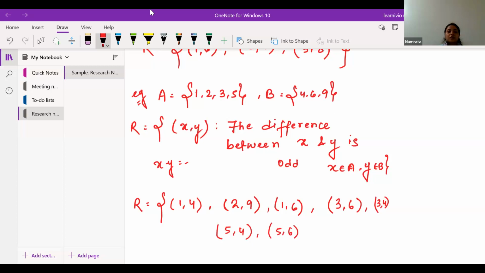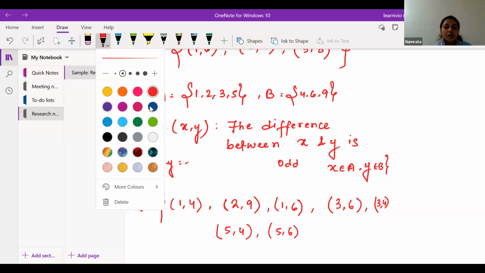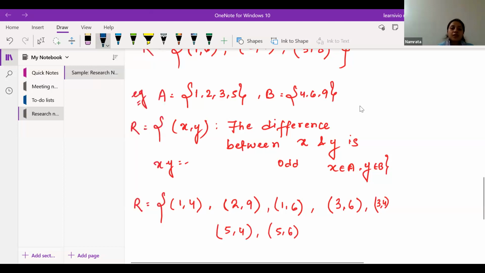Let's check. Are we on the right track? Mostly we have listed it down. Let's cross check. So 1 with 4. Yes, that will give an odd number when we find the difference. Then 1 with 6. Yes, that will also give an odd number. Then 1 with 9. No, that will be an even number. Then 2 with 4. No. 2 with 6. Not at all. 2 with 9. Yes.